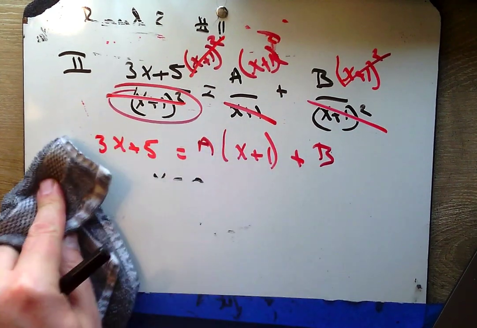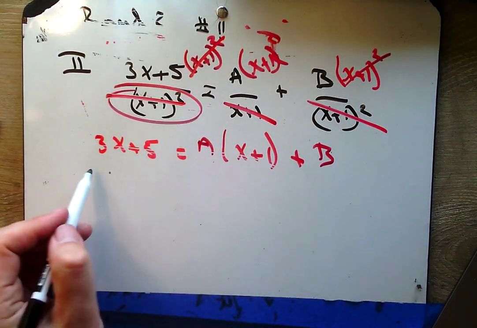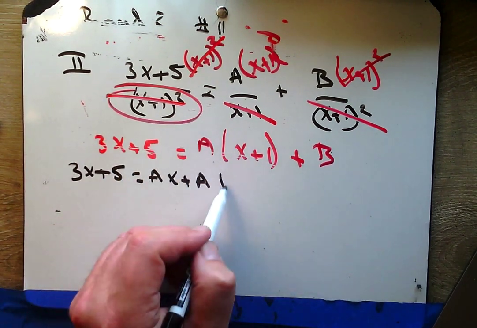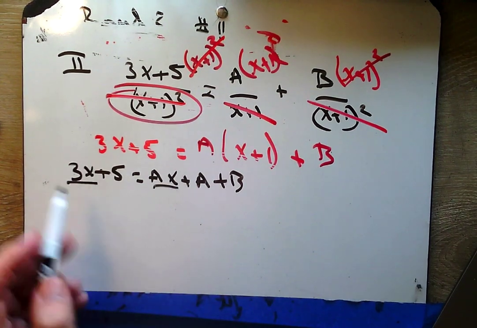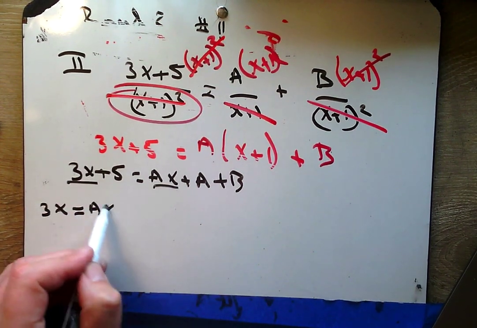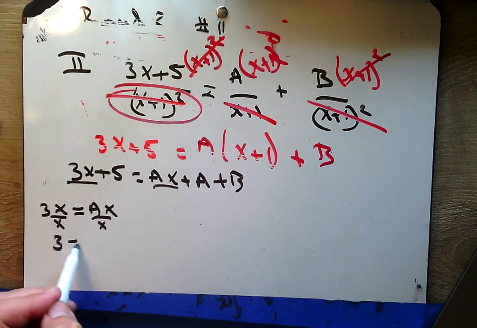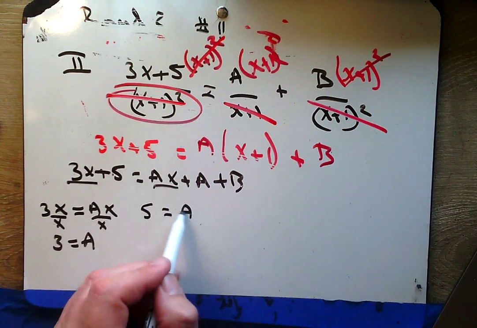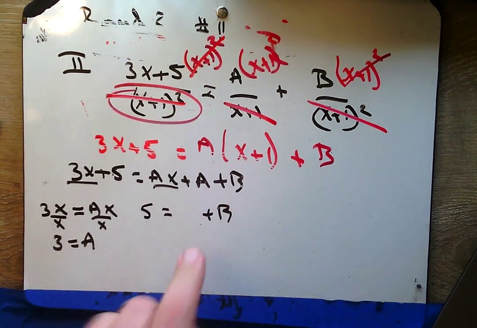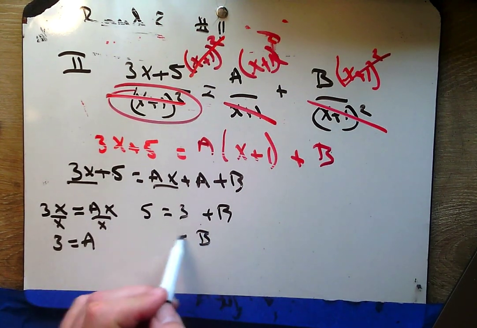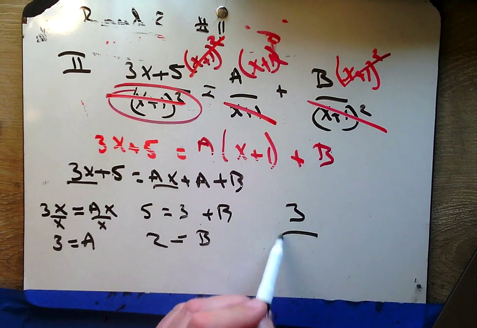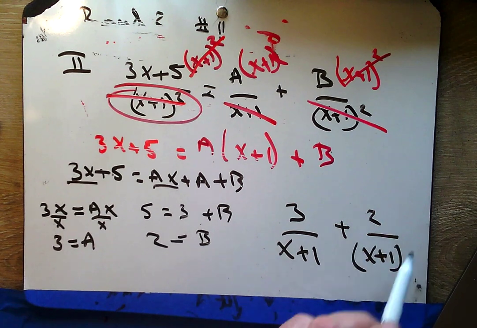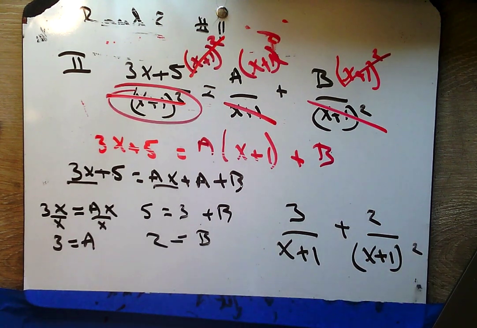What happens if instead we used systems? So with systems, I have to distribute ax plus a plus b. And here I want to group all the a stuff together. Divide by x. And so I get 3 equals a. Now I want to take all the stuff that doesn't have an x and write an equation. But wait, we know that a equals 3. And so when I subtract 3 from both sides, I get b equals 2. So 3 over x plus 1 plus 2 over x plus 1 squared. Ta-da! Done.